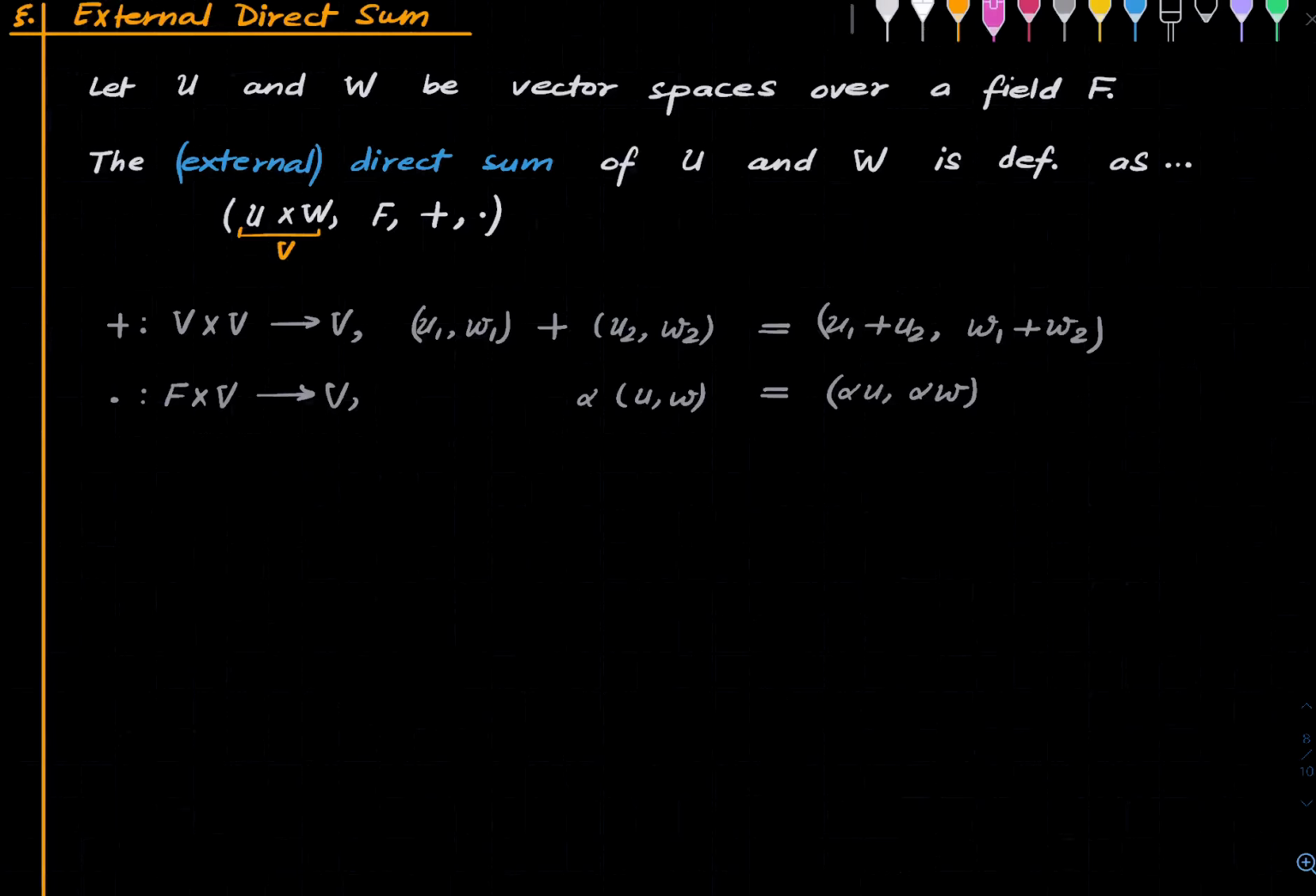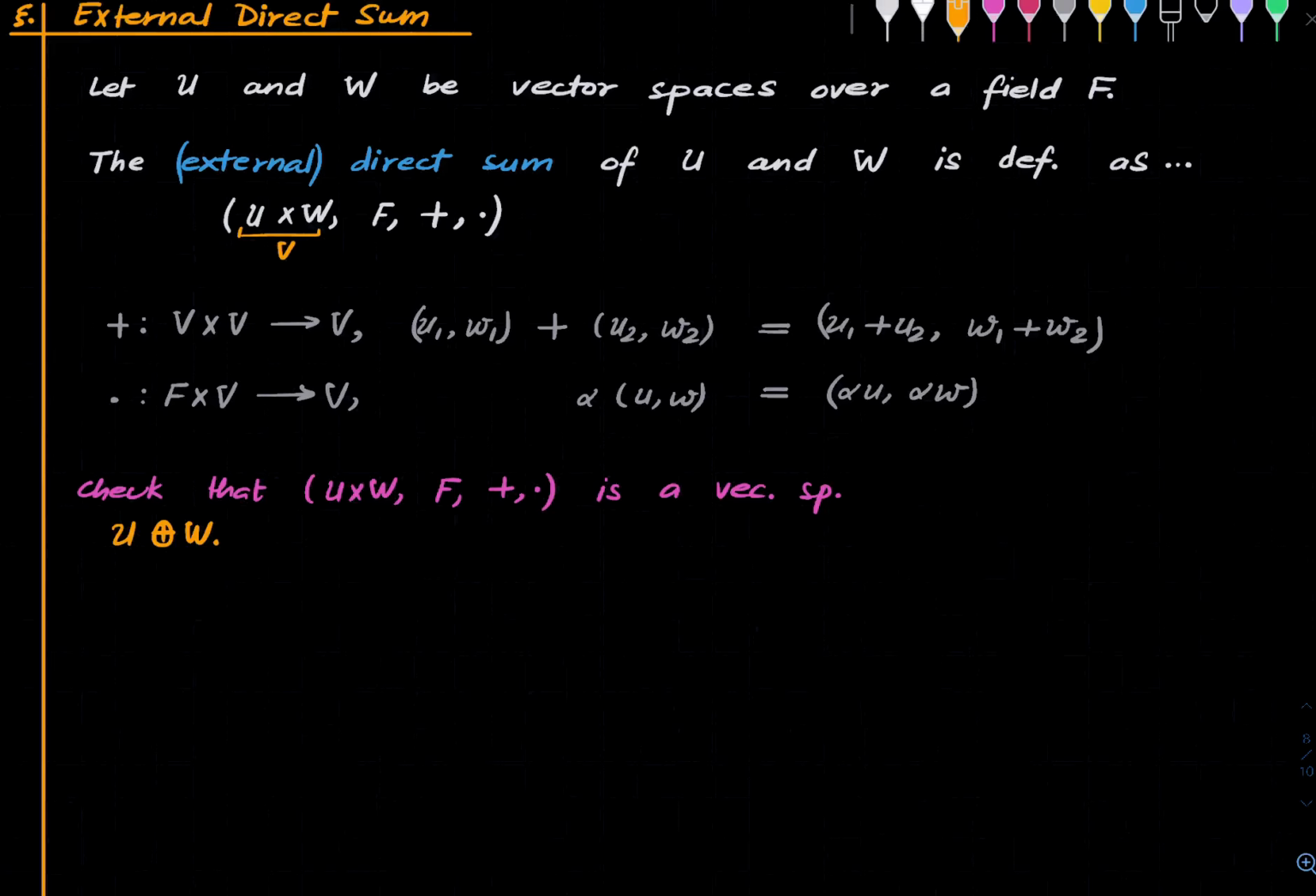Check that this is a vector space over F. Notationally, what we do is we write this as U plus W with a funny plus. So this may cause confusion, because this funny plus was used in a slightly different context. But as you progress into linear algebra, you will agree that this is not really a bad clash. It's a very good clash of notation. So when we form the external direct sum, we use the same funny plus.